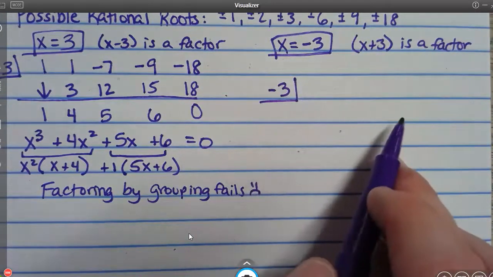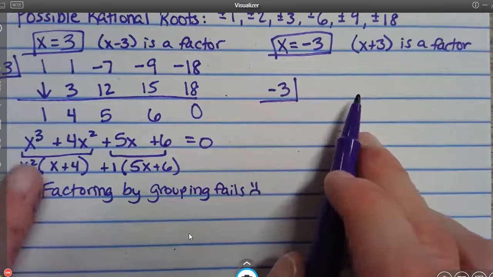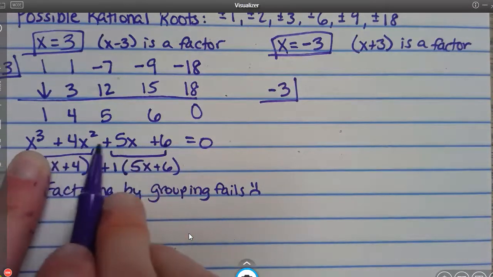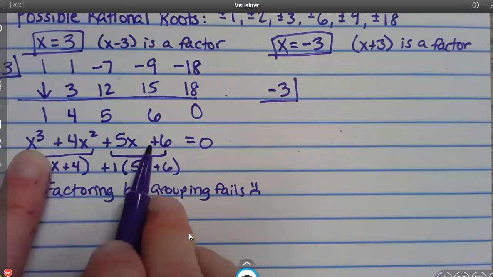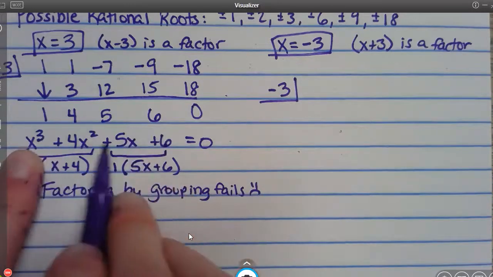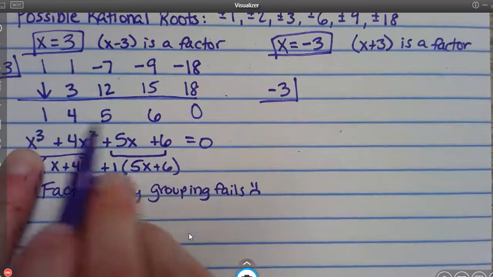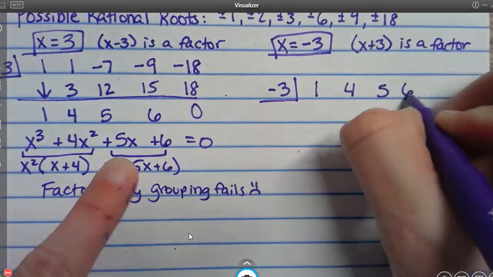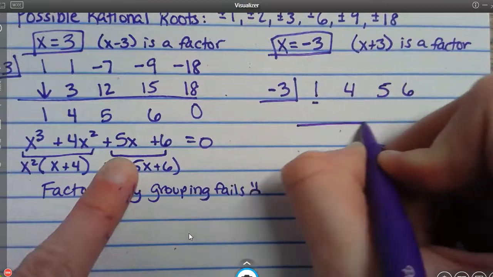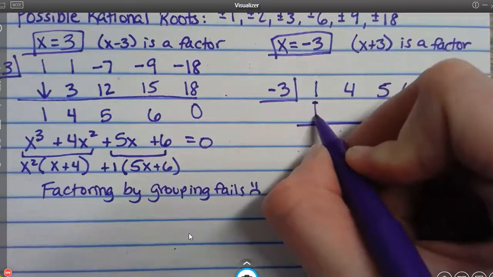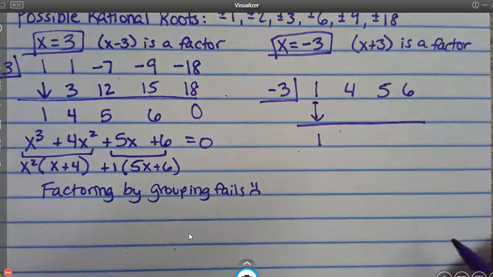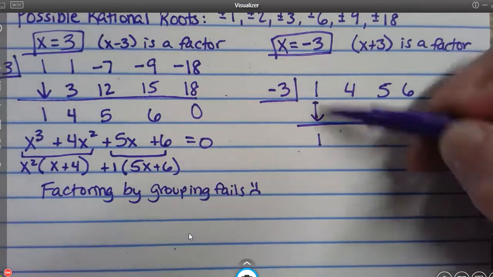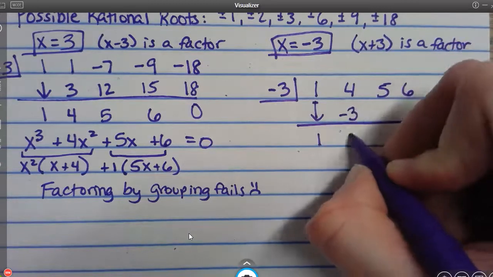When we write out our coefficients, we want to write out the coefficients of this one, not the original. Okay? We're using the coefficients that we got after we did our first synthetic division. So 1, 4, 5, and 6, those are the coefficients we want. Bring the 1 down. And we multiply. 1 times -3 is -3. We add down.